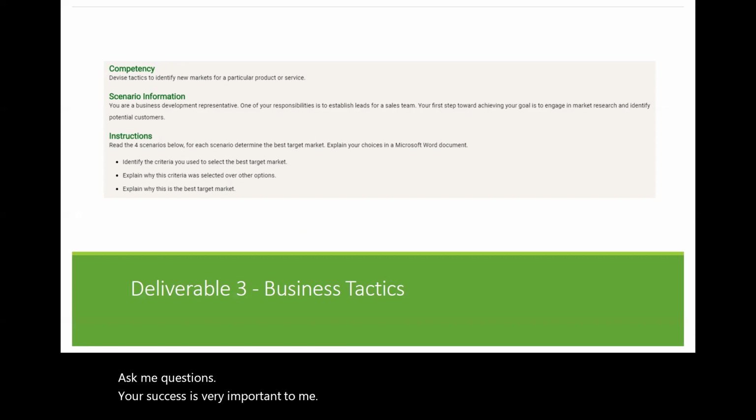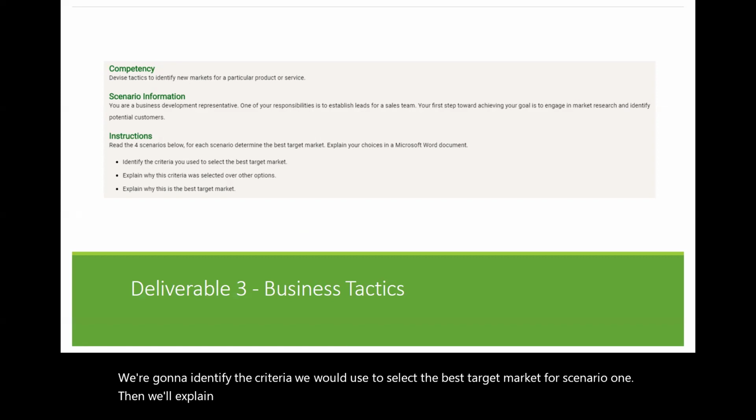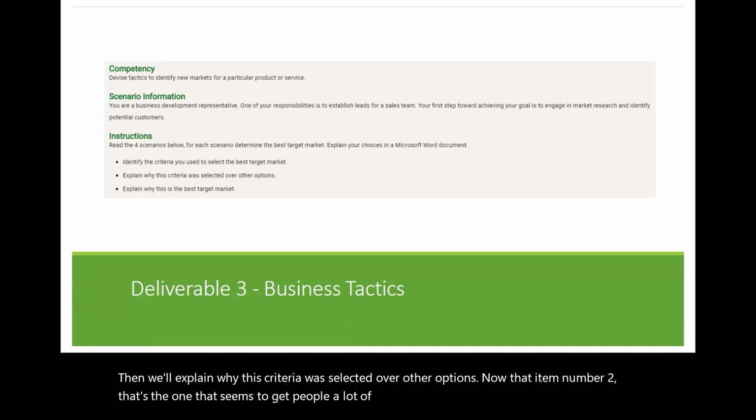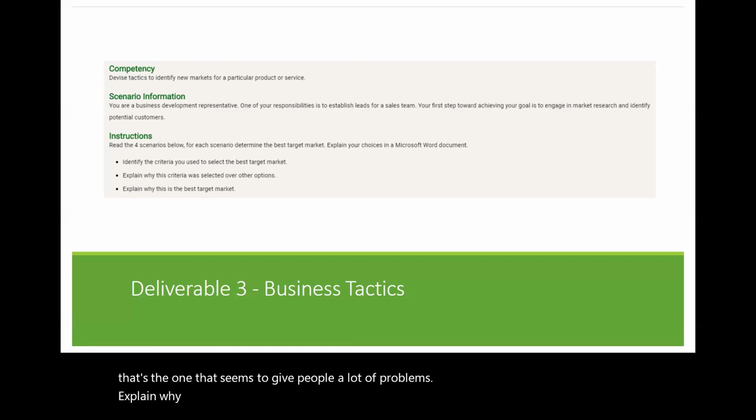Okay, let's continue. We're going to identify the criteria we would use to select the best target market for scenario 1. Then we'll explain why this criteria was selected over other options. Now that item number 2, that's the one that seems to give people a lot of problems. Explain why this criteria was selected over other options.